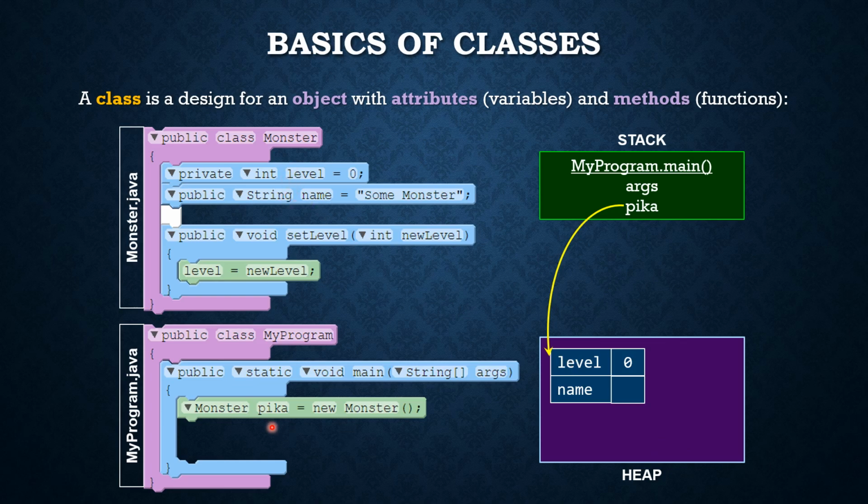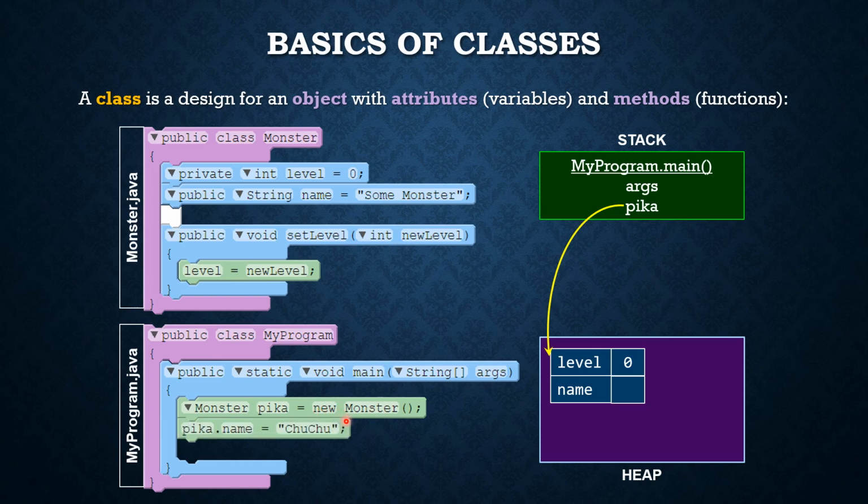Another thing to note here is that we have named this monster Pika, but you can name it using any identifiers that we earlier discussed. The naming convention that is usually followed and encouraged is camel case, where you start with a small letter and then every other word starts with a capital letter.